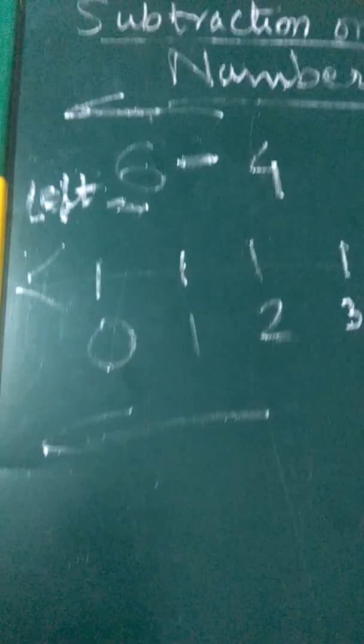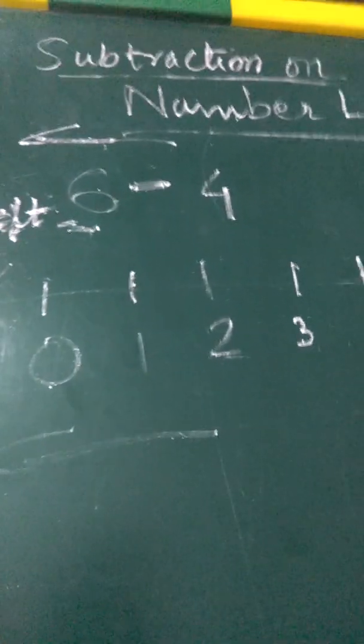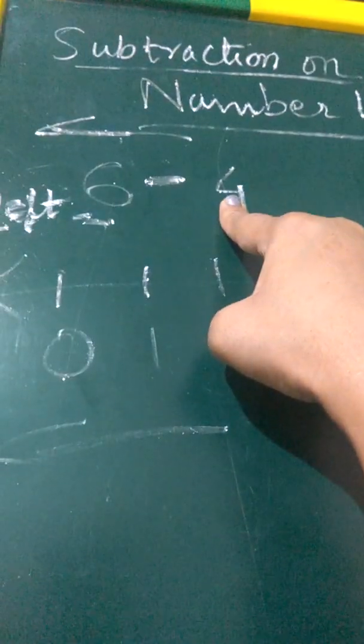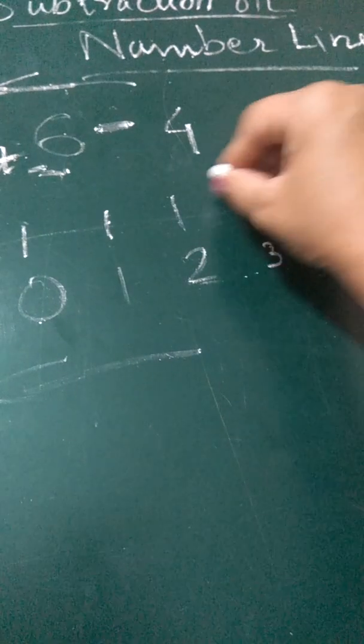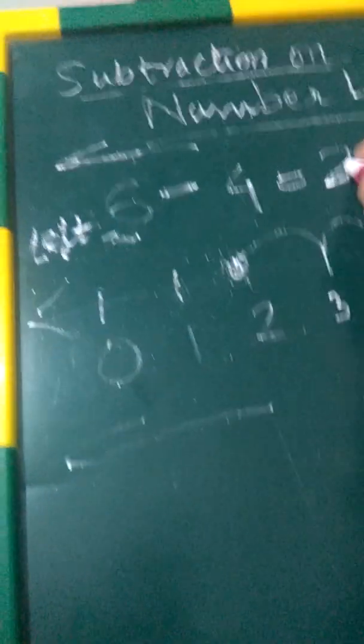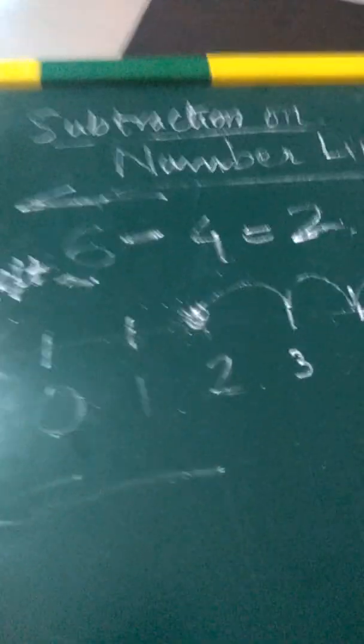So first I will start with this point 6. Then I have to jump 4 steps. 4 steps to left. So this is 1, 2, 3 and 4. So I reach to the point 2. So that means 2 is my answer. This is how we do subtraction on the number line.